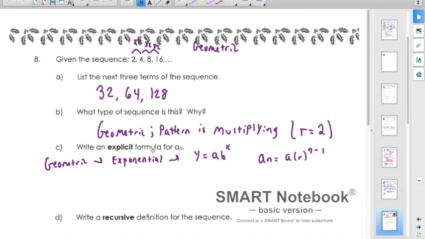So, a is my first term. r is my common ratio. And then the n is just the term that we're looking for. So, the explicit formula would look like a sub n equals 2, my first term, times my common ratio, which we said was 2, raised to the n minus 1. Okay.